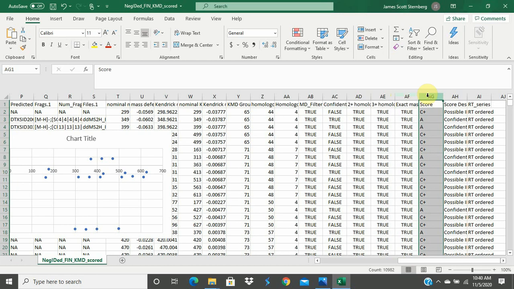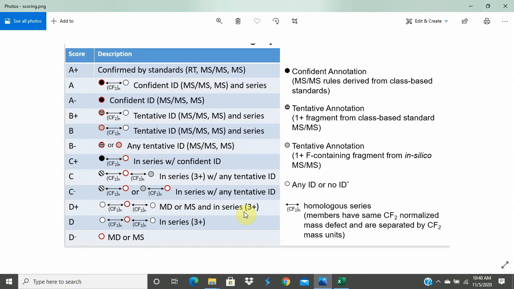In the column labeled score, you'll see the score rankings from the Kendrick mass graphs ranging from A+ being most confident to E being least confident. Generally speaking, a score of A represents confidence in the structure with a few exceptions, for example, the inability to discern straight chain from branched PFAS. A score of B represents a tentative structure based on some MS-MS evidence and an exact mass match. The structure assigned is a good starting point, but may not be the correct annotation. As with A, scores of B are further subdivided by whether or not the compound occurs within a homologous series.